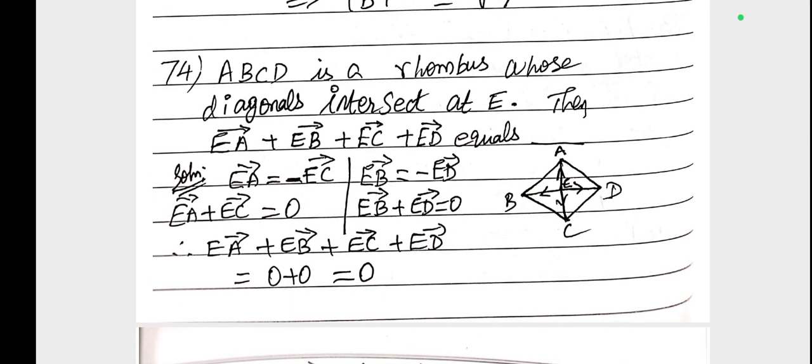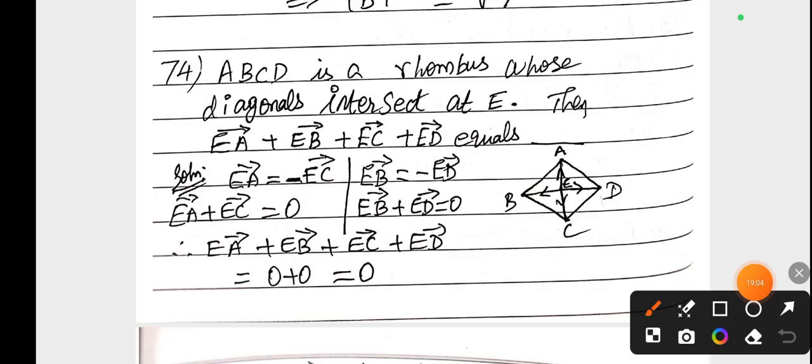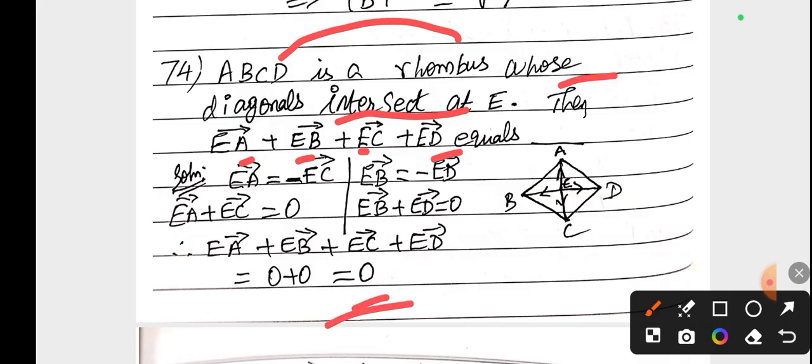And the important sum, last year also they have asked repeatedly, they are asking this question as an MCQ. ABCD is a rhombus whose diagonals intersect at E. Then EA plus EB plus EC plus ED, like that they asked. Answer is 0.